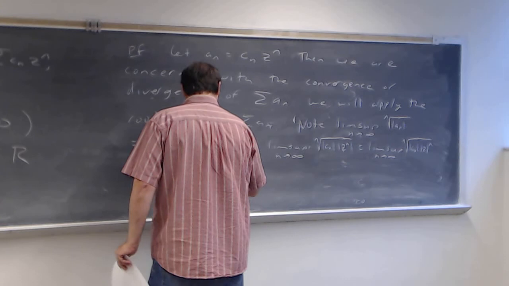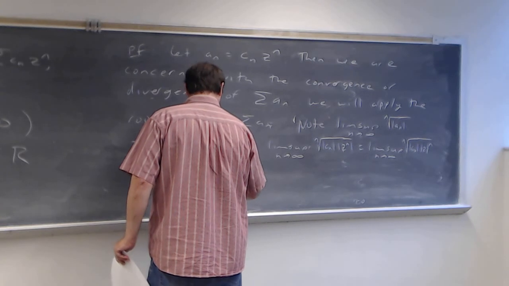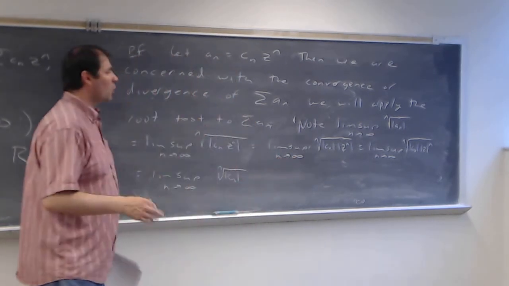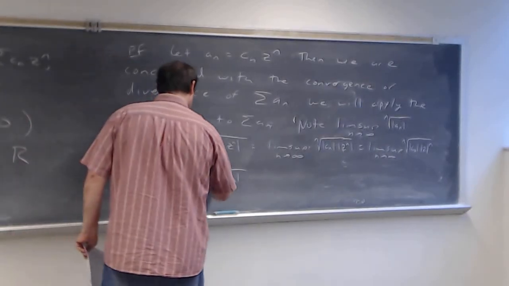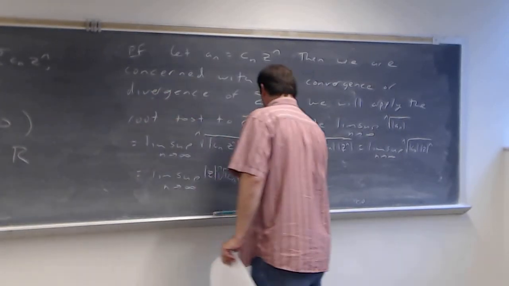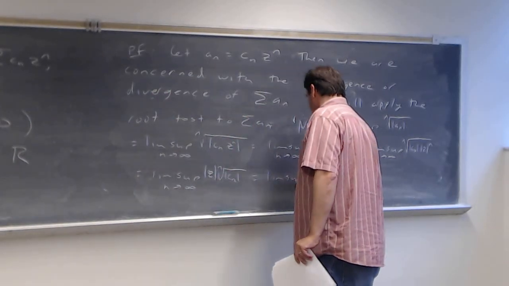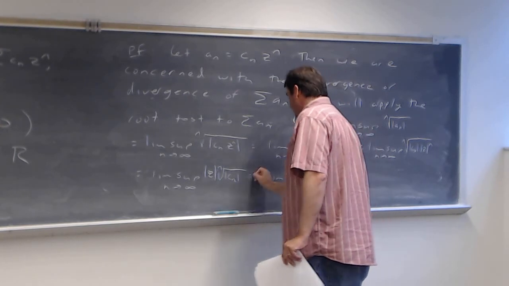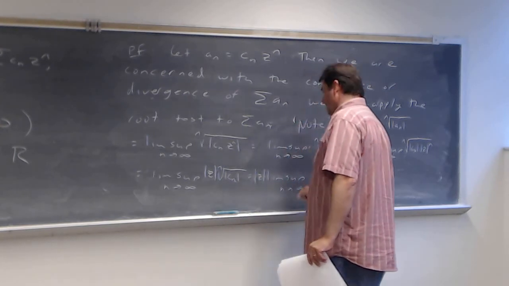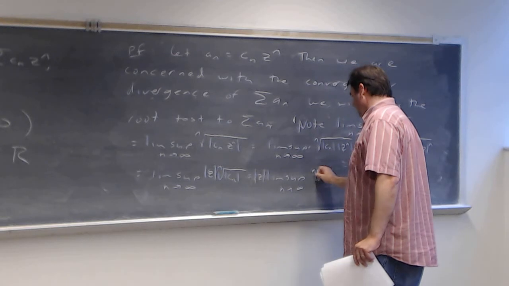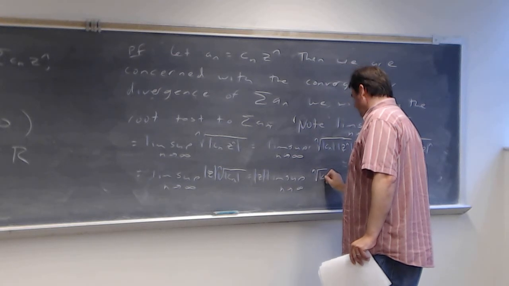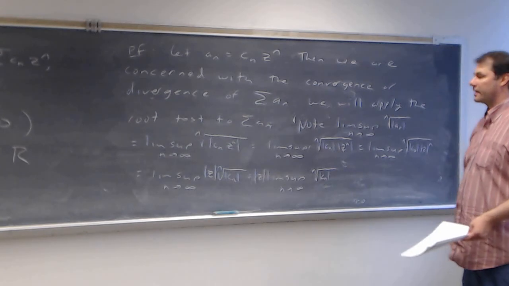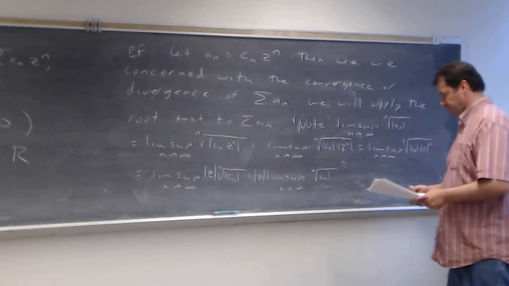Okay, the nth root of c sub n is the nth root of the norm of c sub n, so I can't simplify that. But the nth root of the norm of z is just the norm of z. So I'll put that out front. That's equal to the lim sup as n goes to infinity. Well, I can pull out the norm of z because it doesn't depend on n, of the nth root of c sub n. Okay. Now that's the guy we called alpha in our theorem.